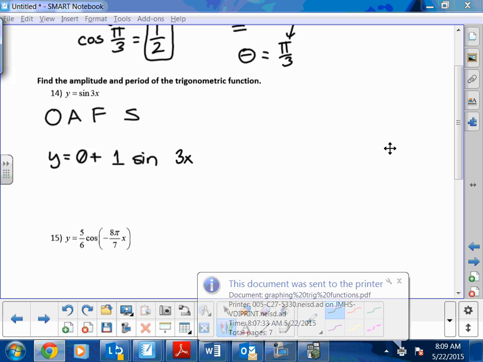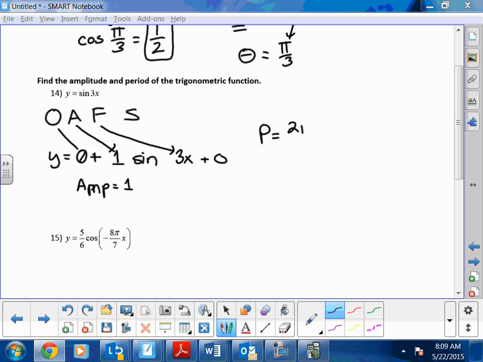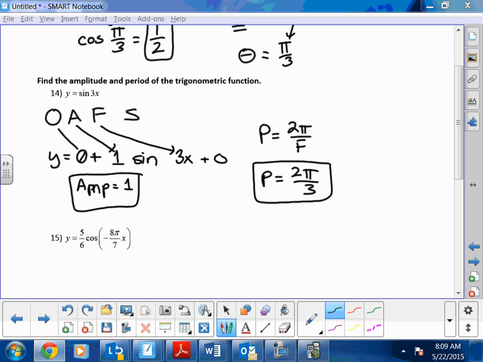Okay, so S stands for the starting point. Now, as far as this, if I was going to break this down, this was OFAS. This is my amplitude, and this is my frequency. There's no starting point because this is at 0. Starting point would be exactly at the origin. So the important thing to keep in mind is that the amplitude is 1. Now, the period is tied into 2 pi divided by f, which means the period in this case is going to be 2 pi divided by 3, which means that this is your period, this is your amplitude, and there's your two answers.